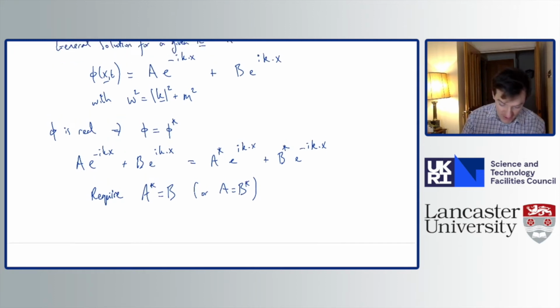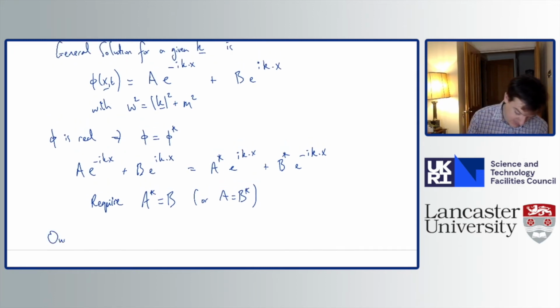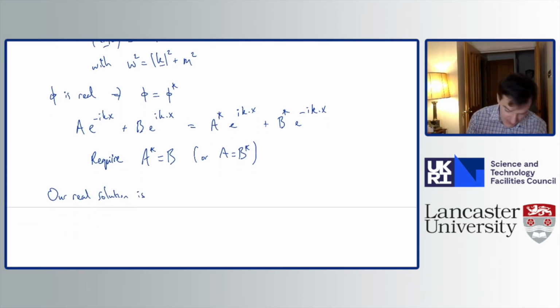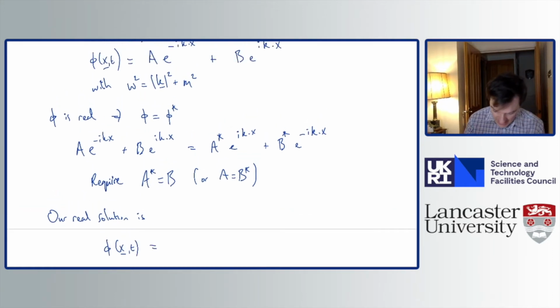So our real solution then is phi as a function of x and t. Okay, is what we had above. So a e to the minus i k dot x. And now we know what b should be. b should be a star. Okay, and then this ensures that our solution really is a real solution.